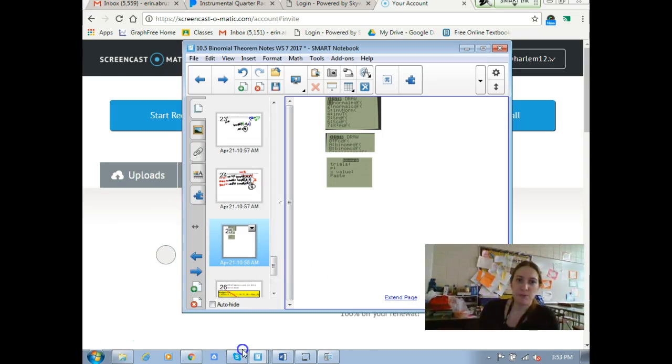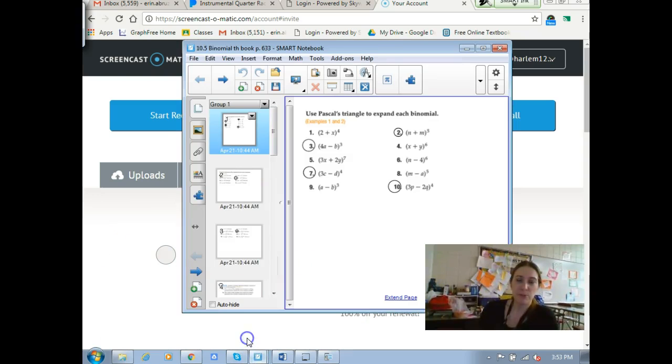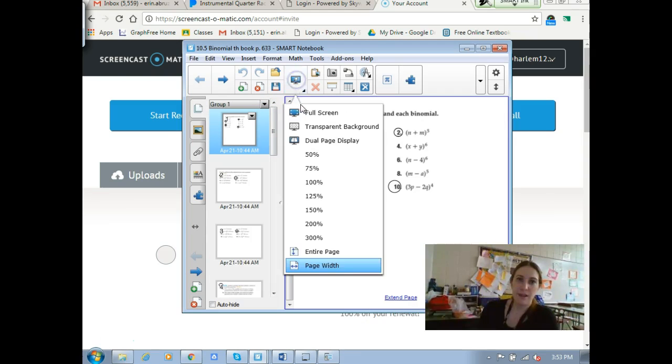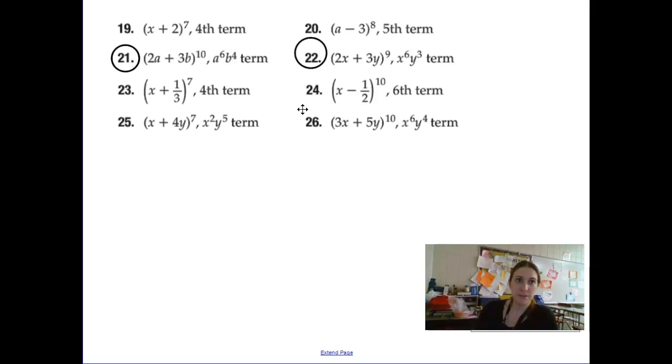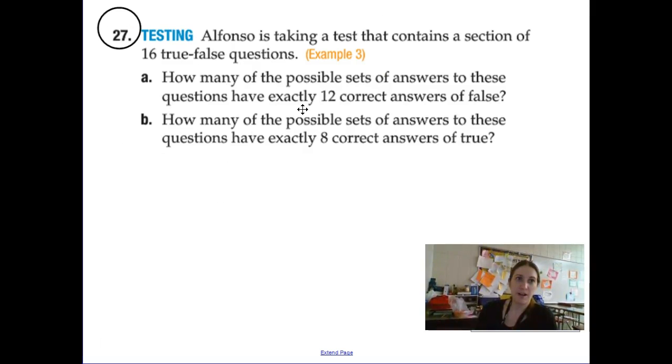So I'm going to flip to another file, and these are book problems that at one point were assigned to you. I'm not really sure what we're assigning to you this year, but the ones I want to look at are 27 and 28. I think they're going to be pasted onto your lesson here. So Alfonso is taking a 16-question true-false test. So there's 2 outcomes, right? And if I'm just flat out guessing, or Alfonso is, that means his probability of success is 0.5 or 50-50.